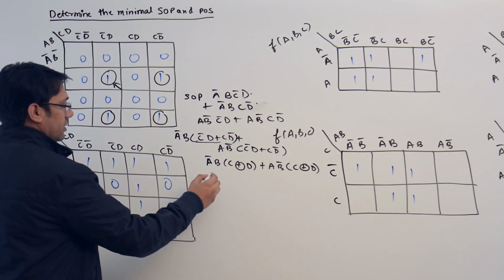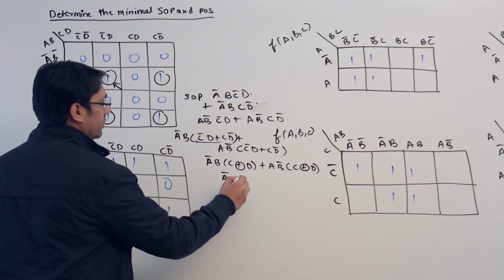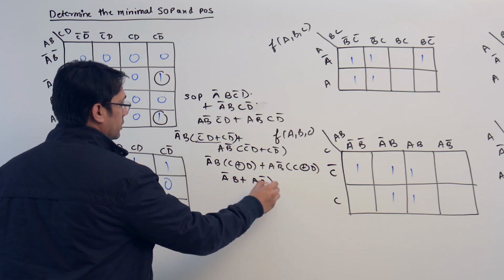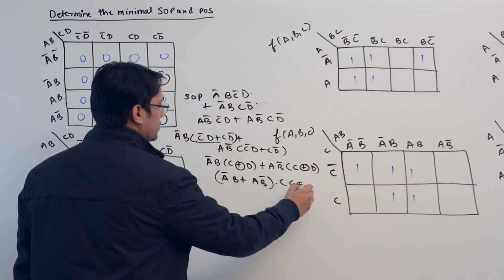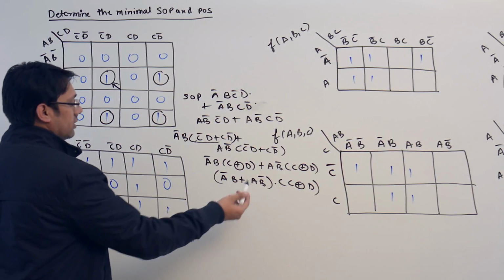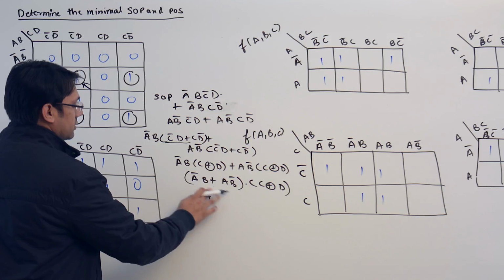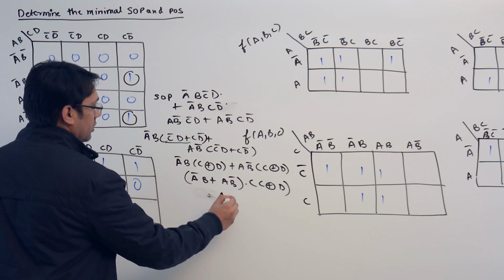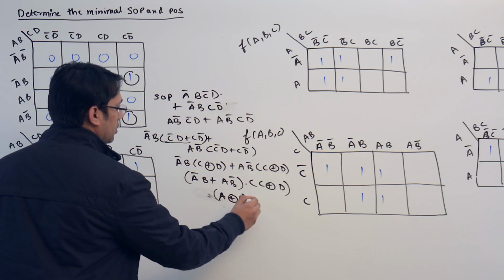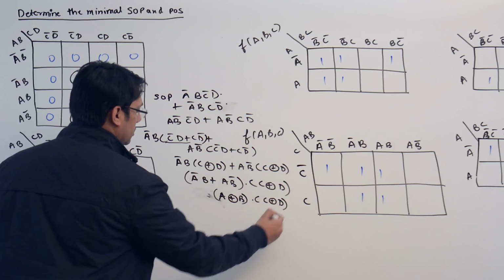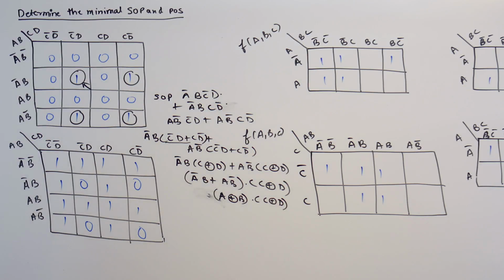Further you can take C XOR D as common, so inside we will be having A complement B plus A B complement, dot C XOR D. This is A XOR B, so it is A XOR B dot C XOR D. Now if you want to find the minimal POS, product of sum.